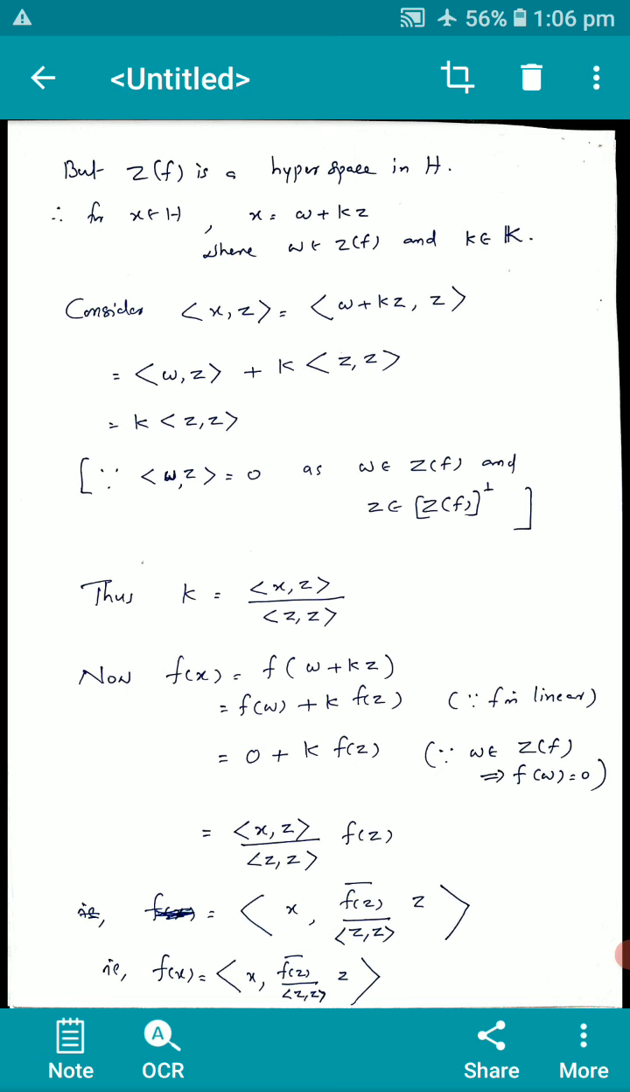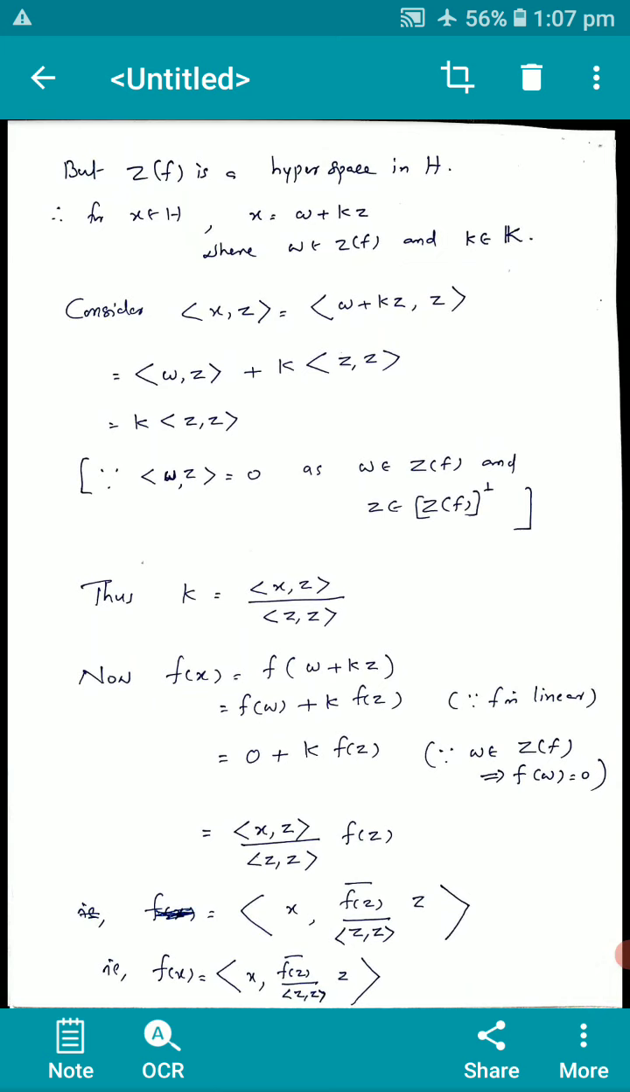Thus, what do you get? Inner product of x and z is equal to k times inner product of z and z, or k is equal to inner product of x and z divided by inner product of z and z. Now you know what is f of x? F of x is f of omega plus kz. That is, f is a linear functional. So f of omega plus k times f of z. F of omega is 0 because omega is an element of Z of f, so 0 plus k times f of z. And k is replaced now: inner product of x and z divided by inner product of z and z, times f of z.